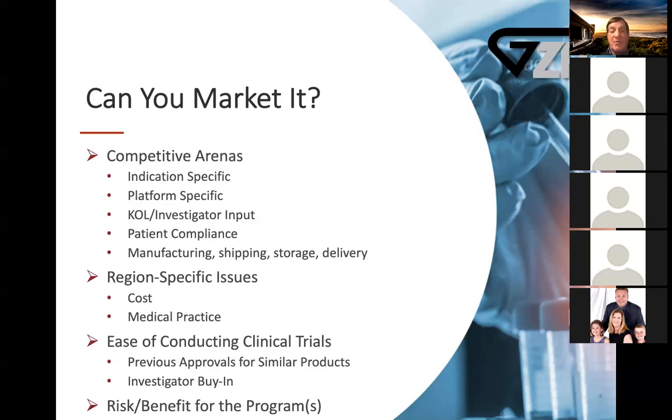Risk benefit for the program. Well, obviously, if your program is very risky from a marketing perspective, even if it shows a great deal of efficacy and acceptable safety, the risk of putting marketing dollar behind the development dollar also comes into play.